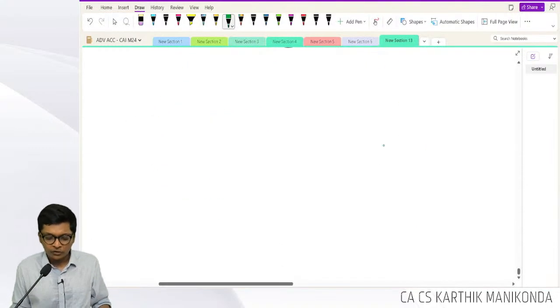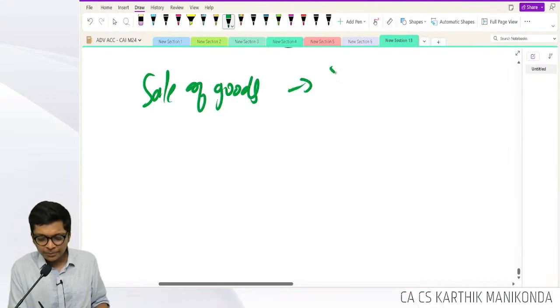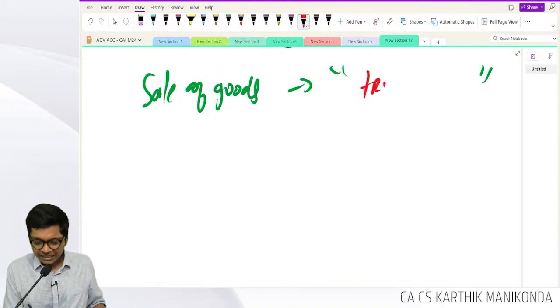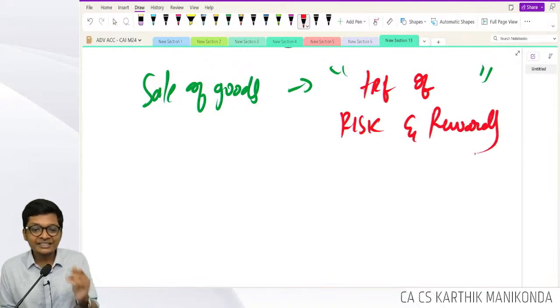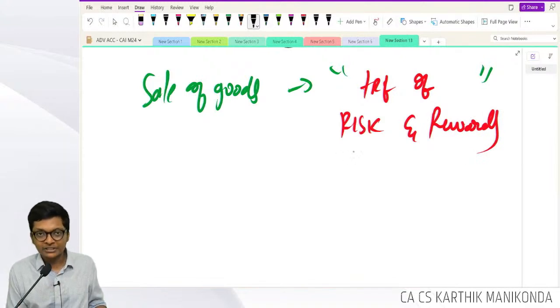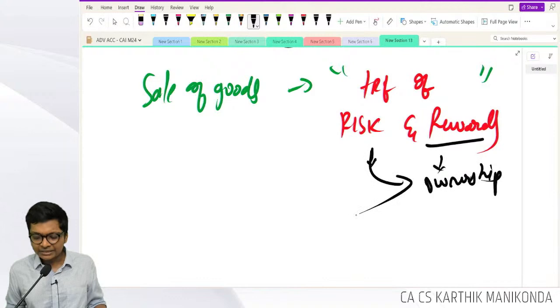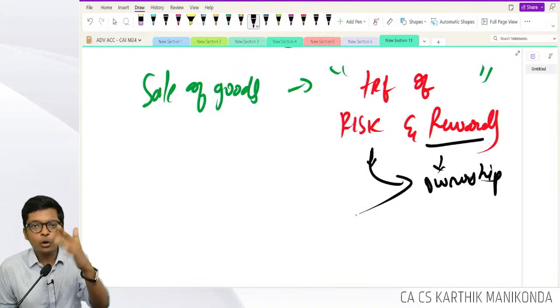Now, when to account for this revenue? Coming back to that point, sale of goods. In simple terms, what are the keywords to write in the exam theory to get marks? Transfer of risk and rewards, guys. If risk and rewards are transferred, under the Sale of Goods Act, the reward is property in the goods. Property is nothing but ownership. Risk follows ownership. So whenever ownership is transferred, you have to account for revenue.